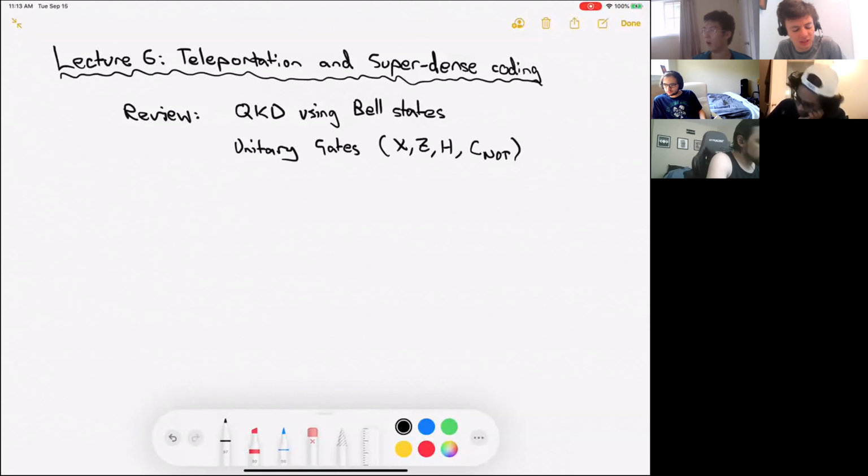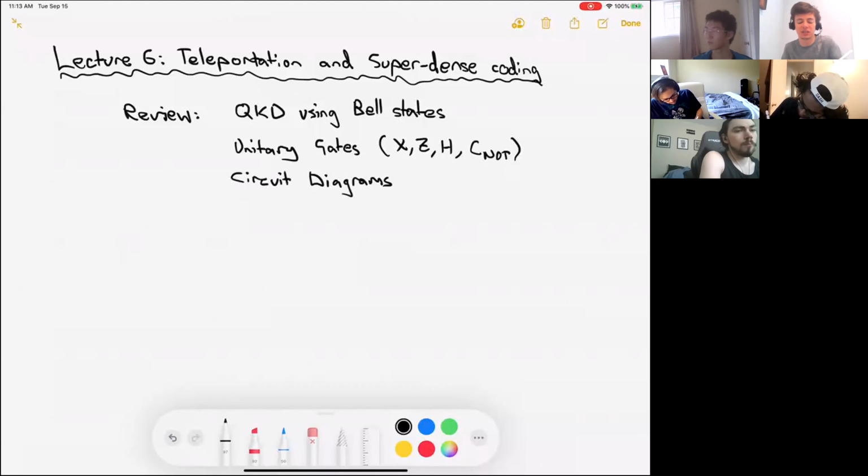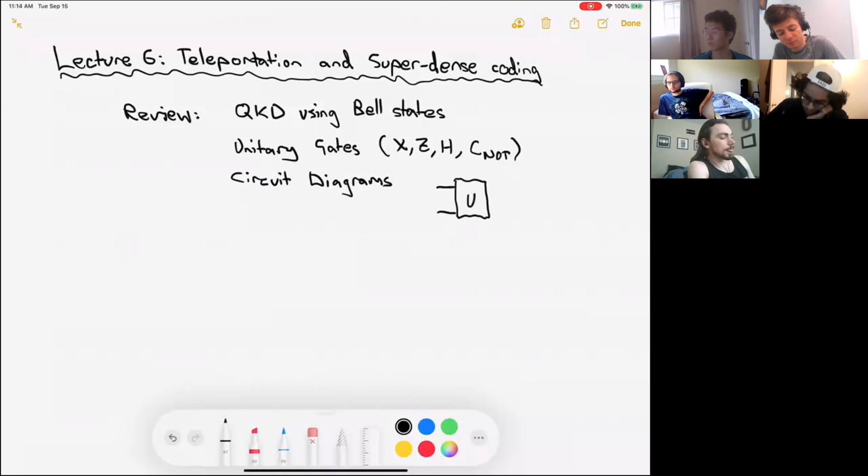And the final important thing that I introduced last lecture was just a notational thing, but it's very powerful notation, which was circuit diagrams. Remember that in circuit diagrams, each line represents a different quantum system that's all getting tensor producted together. Often they'll represent individual qubits. And then you have boxes that maybe get called U, and that means that some unitary U is getting applied to those qubits, to those quantum systems. Okay?